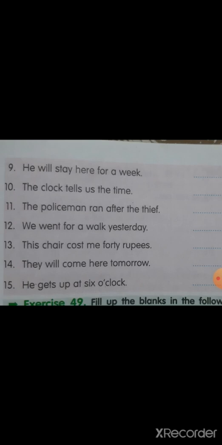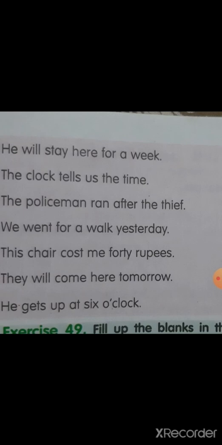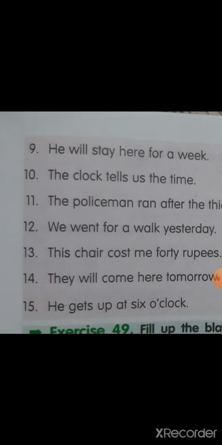The policeman ran after the thief. It is not run. It is ran. Means the past tense is there. We went for a walk. The word went is showing us yesterday. See, yesterday अपने आप ही बता रहा है कि ये काम तो already हो चुका है, एक दिन पहले ही हो चुका है. Yesterday means it is past tense.